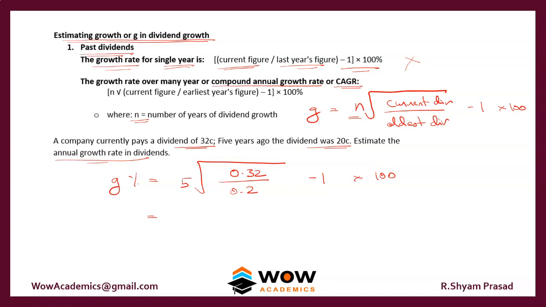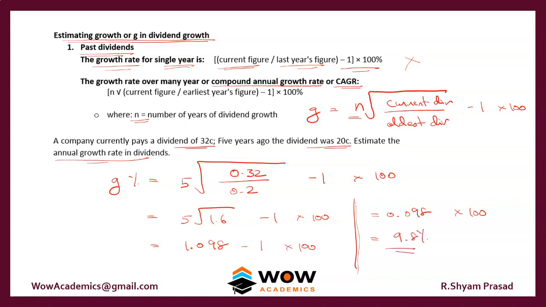0.32 divided by 0.2 is 1.6. So we have to get the fifth root of 1.6, and this answer comes to 1.098. From this you have to deduct 1 and multiply by 100. Deduct 1, the answer comes to 0.098. Then we multiply it by 100, and we will get 9.8%. So the growth rate in dividend is 9.8%.